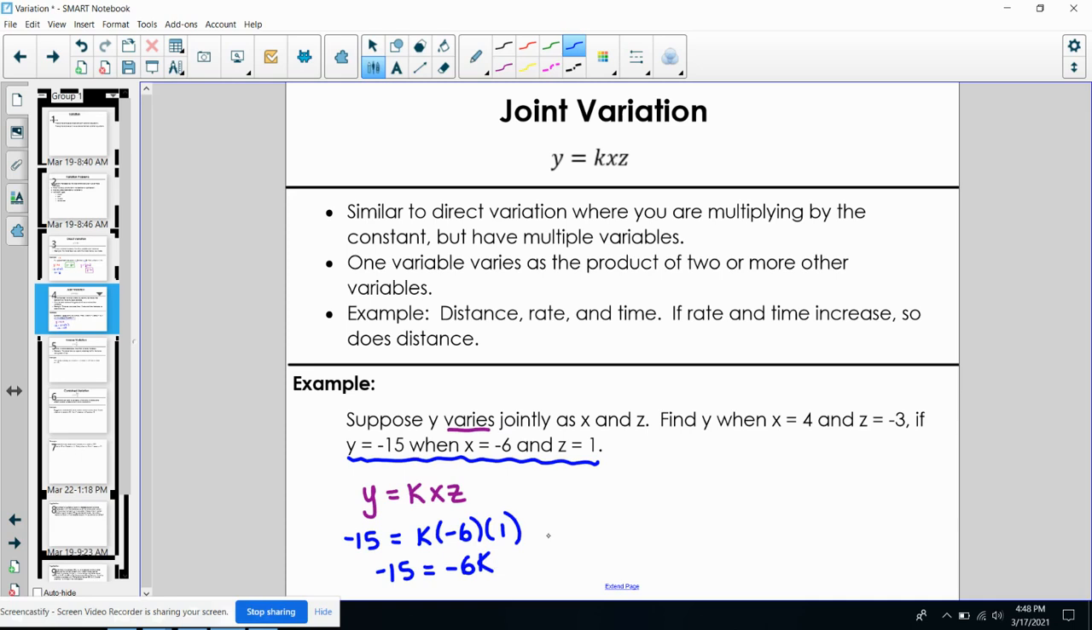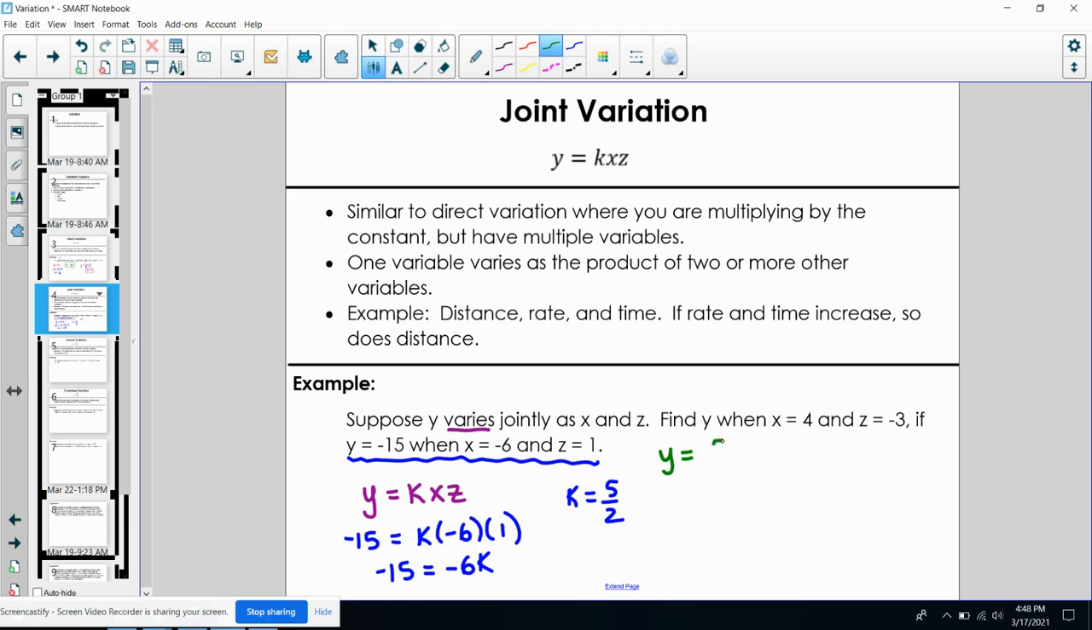And then I'm just going to divide by negative 6. So my k value here is going to equal 5/2. So my generic equation that I'm going to be using, again, I'm just going to take this one with the k in it and just replace the k with the 5/2. If you want to say 2.5, you can also do that.